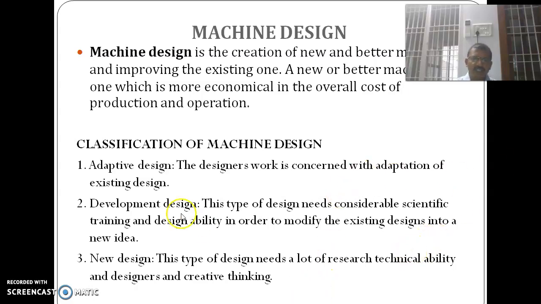And here it is mainly concerned with product design. Nowadays, adaptive design, development design, and new design are about products, or machine members are products. Nowadays, process designs are also available. So processes have also to be designed. Process design is also a new field.